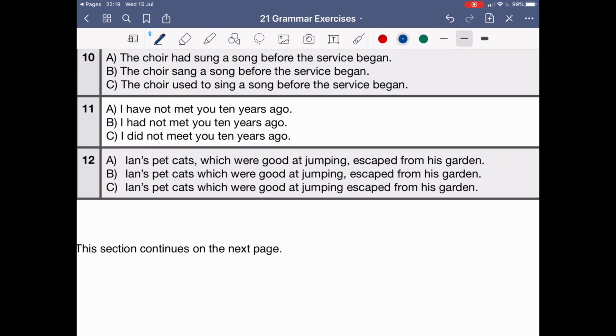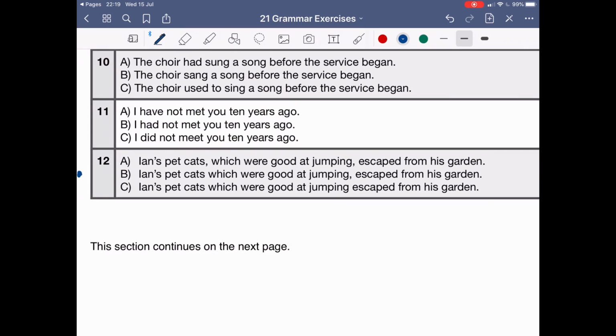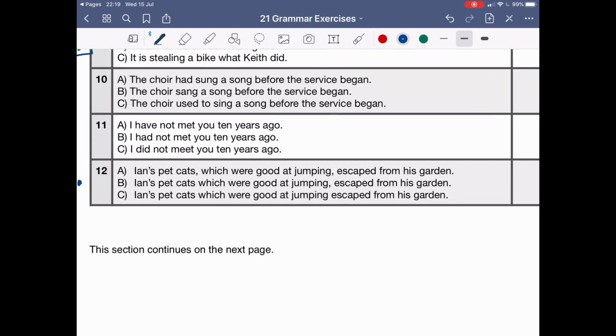12. This is about commas. Well, we can say Ian's pet cats, which were good at jumping, escaped from his garden. So the basic sentence is Ian's pet cats escaped from his garden, and we've got which were good at jumping. That's just extra information. This is a non-defining relative clause. We don't need it to understand what we mean by Ian's pet cats. And so we've got both commas. So we know that A is right.